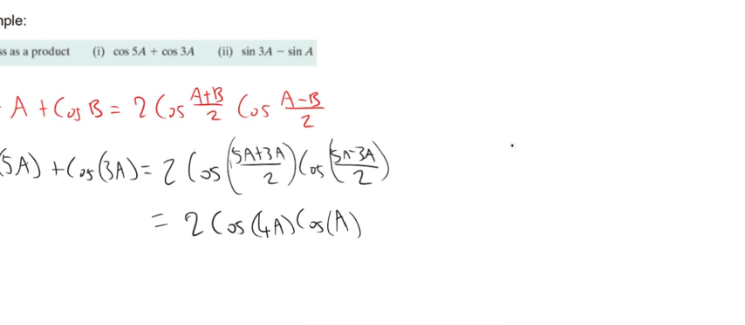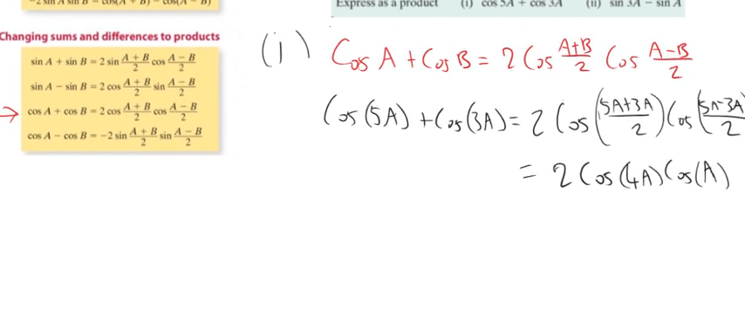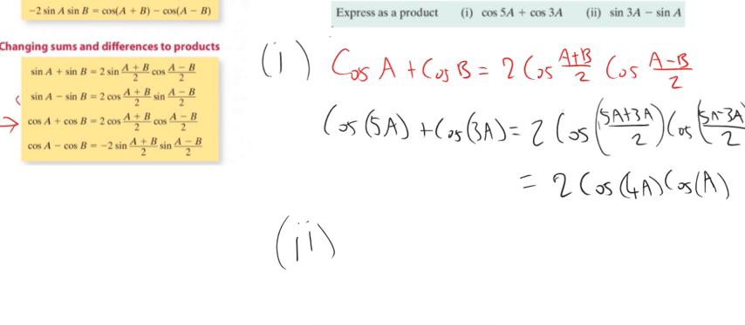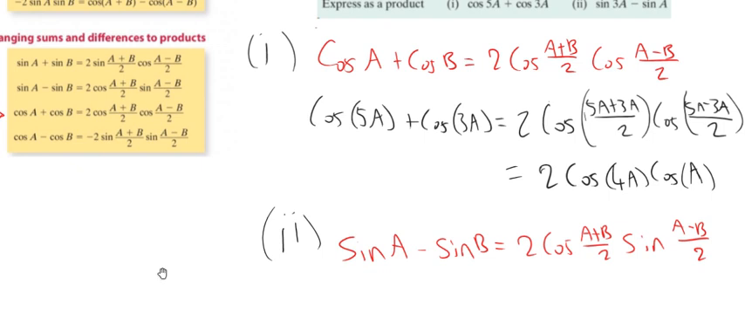And then for the second part, sine of 3a minus sine a. So for the second question, it's going to be where we've got two sines, so a sine A minus sine B, it's going to be this one here. So it says that sine A minus sine B is equal to 2 cos of A plus B over 2, sine of A minus B over 2. So we're just going to let the A be the 3a and the B be the a.